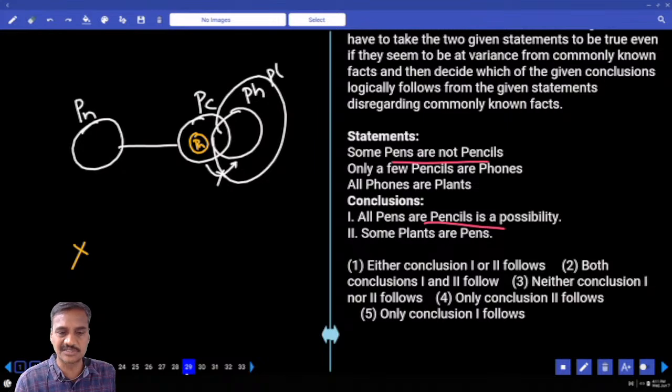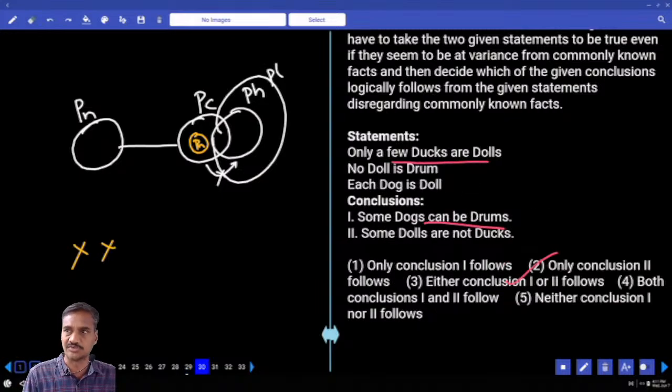And some plants are pens. Now plant is here, pen is here, no intersection. And so what is your answer? Neither one nor two, choice 3 for 29.